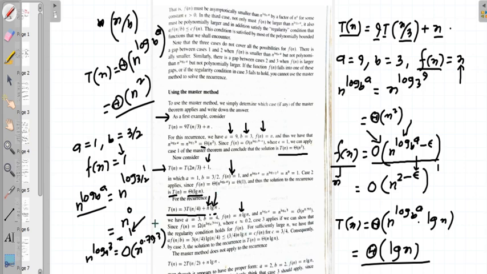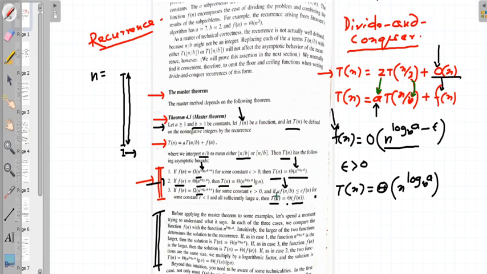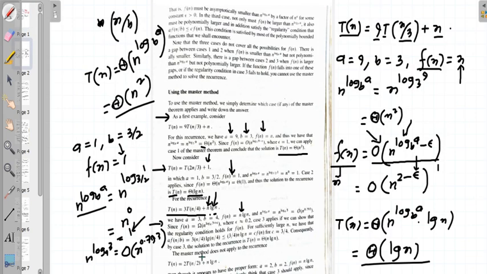So then we can think that okay, this case 3 may be applied in this case. So you see where epsilon is almost equal to 0.2, and case 3 applies if we can show the regularity condition that is holding for Fn. So in that case, we have to also check this regularity condition: A Fn by B less equal to C times Fn. So whether that condition is getting satisfied or not, that also we have to check.